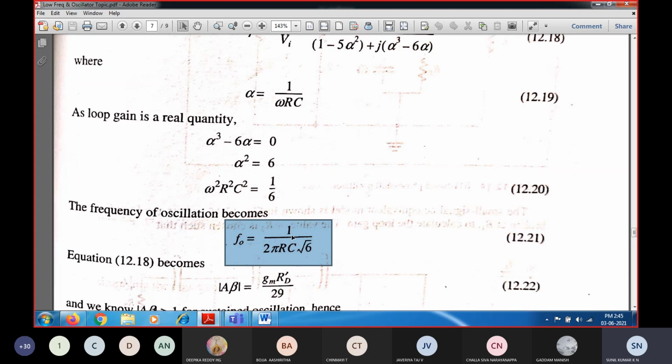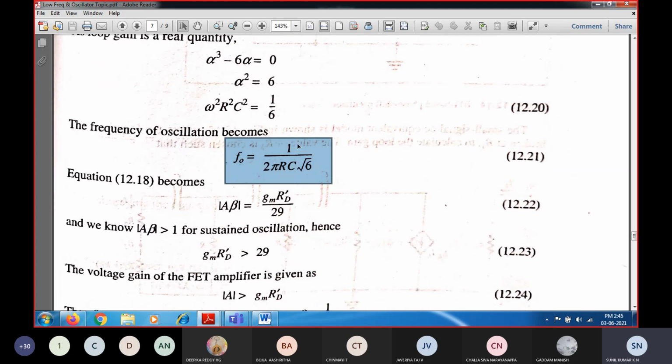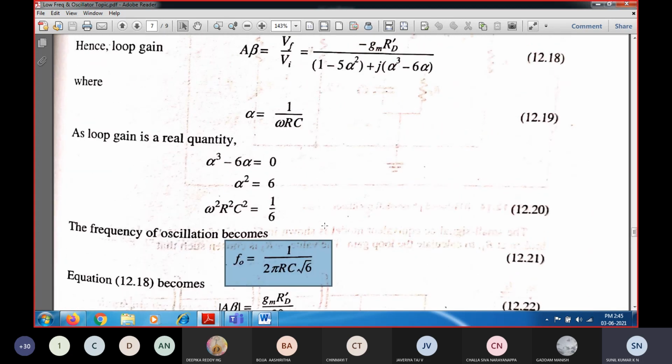So in 2n, n corresponds to the number of RC sections that have been connected in the feedback network. So 3 RC sections have been there. So I'm going to write 2 into 3, that will be equal to 6. So this gives the frequency of oscillation for the given circuit. And now we need to find out the gain. Along with the frequency of oscillation, we will be getting the gain.